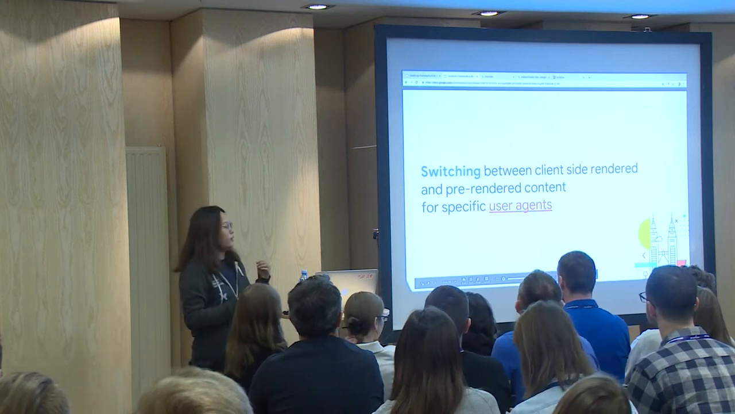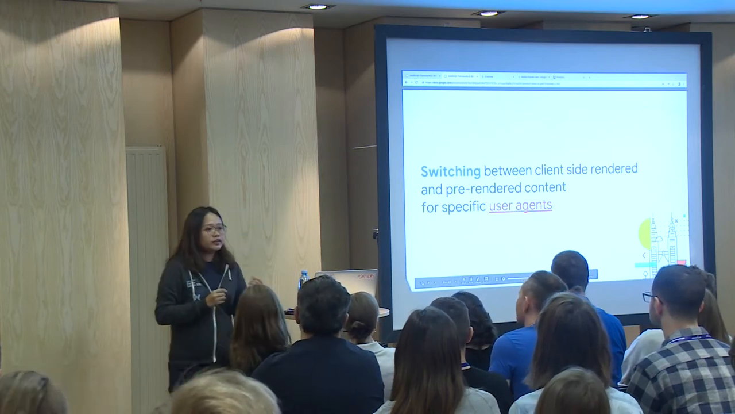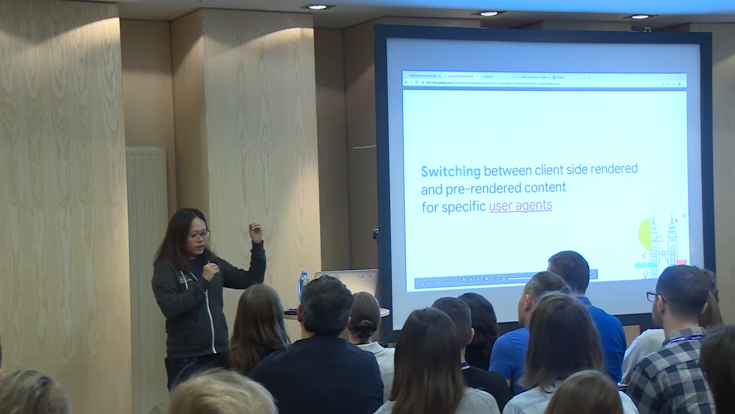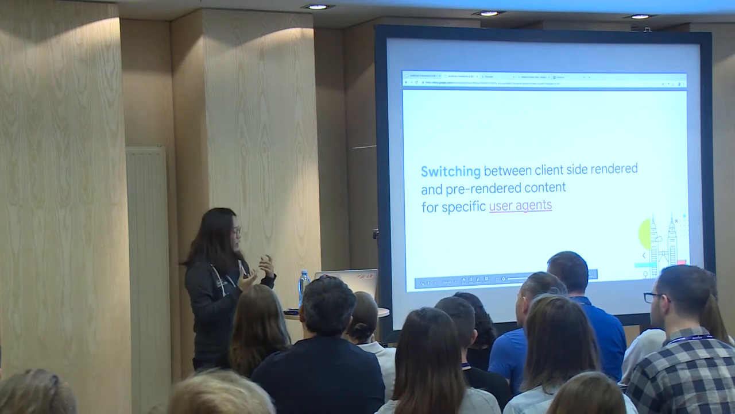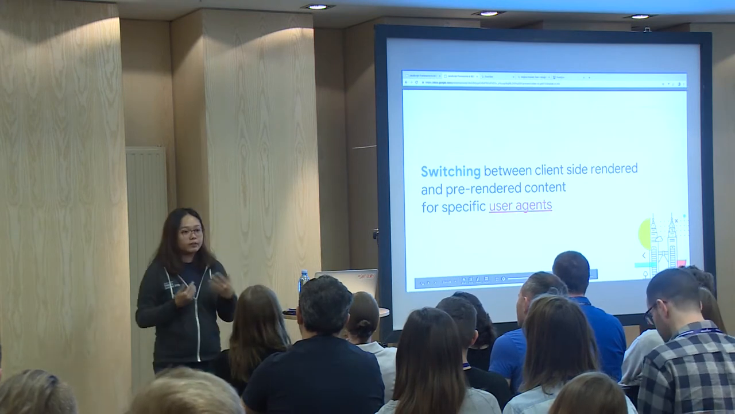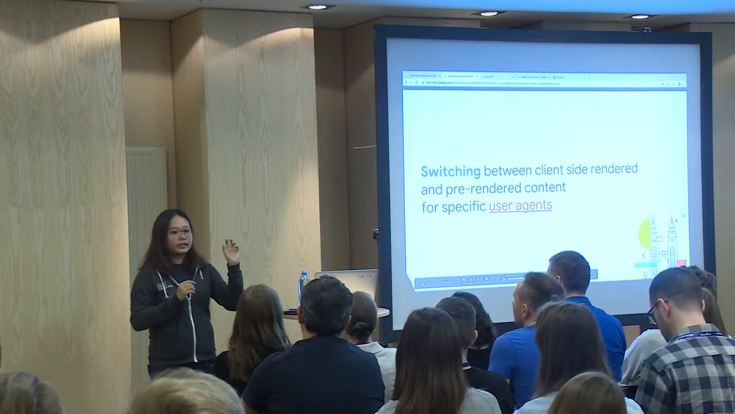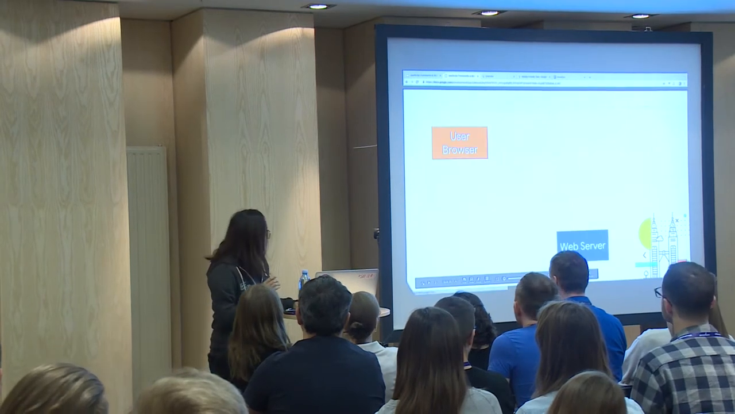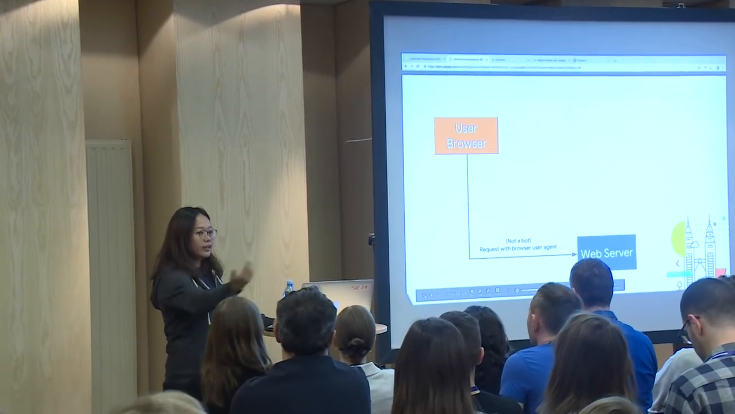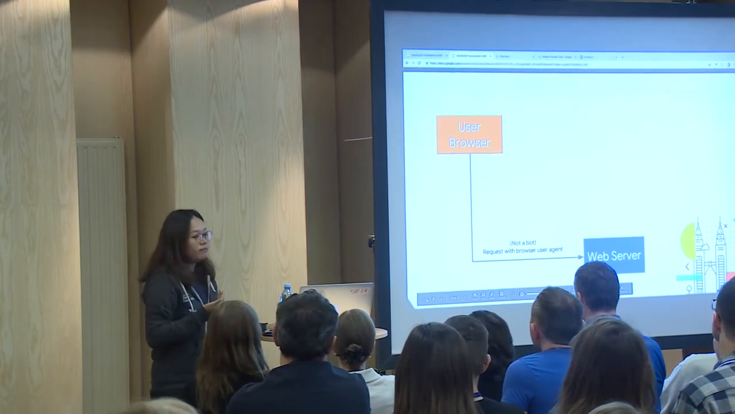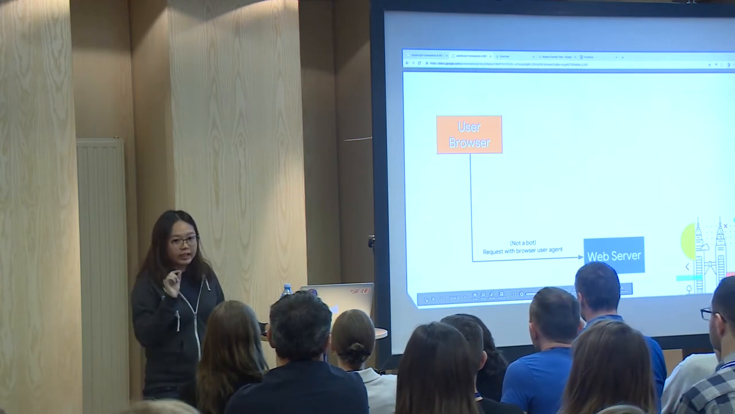Okay, so dynamic rendering means switching between client-side rendered and pre-rendered content for specific user agents. So for example, when you open the browser and browse to a page, there's actually a user agent that lets us know who is making the request. It could be just a normal person like us, or it could be bots like Googlebot or other bots. And for those bots, there's a specific user agent that is sent in. So by detecting this, if we know that the user agent is from a normal user, like when we normally browse the website, we just send them the normal HTML and the normal JavaScript files that we see. But if it's a bot, we can do something.